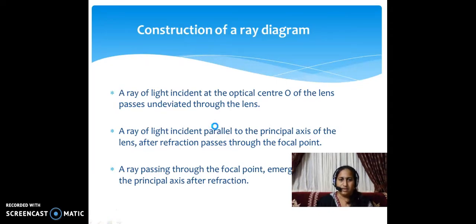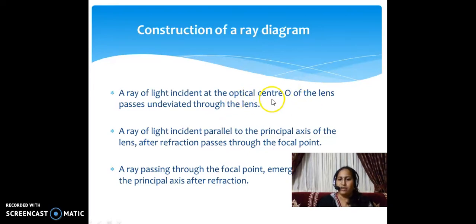And next, it's about the types of images formed by lenses. We get two types of images: one is a real image, another one is a virtual image. The real image is formed by the convex lens, whereas the virtual image is formed by the concave lens.